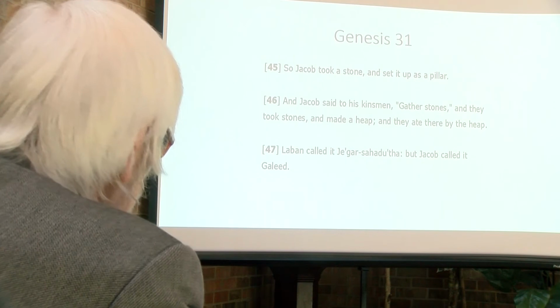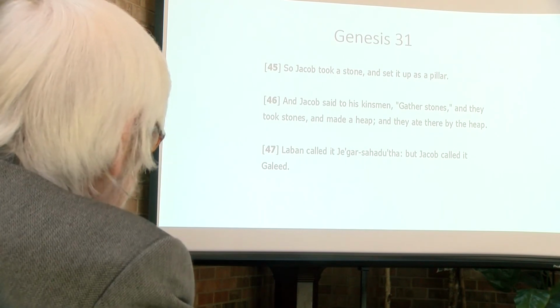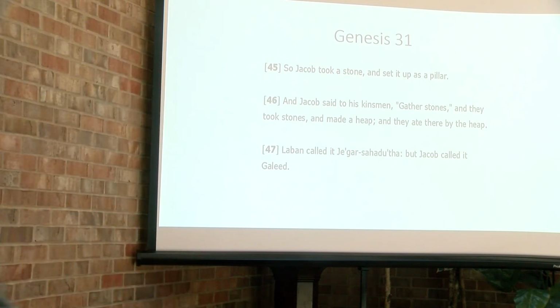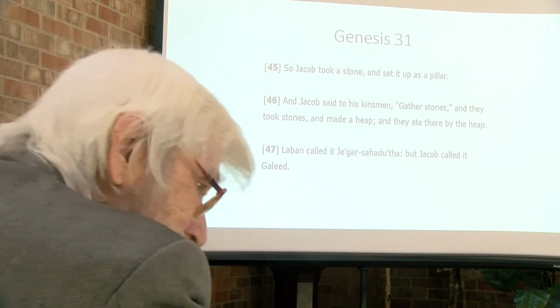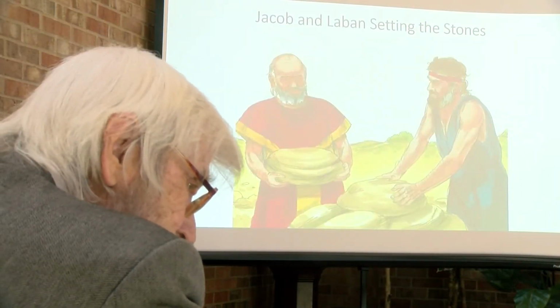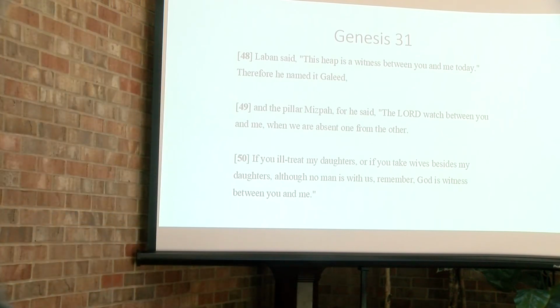And Jacob took a stone and set it up as a pillar. And Jacob said to his kinsmen, "Gather stones." And they gathered stones and made a heap, and they sat by the heap. Laban called the place by a name I cannot pronounce, but Jacob called it Gilead. There's a picture of them setting up the stone. Laban said, "The heap is a witness between you and me today."